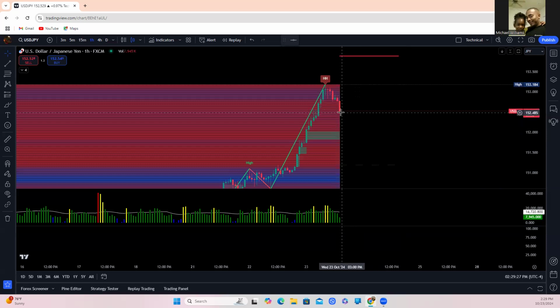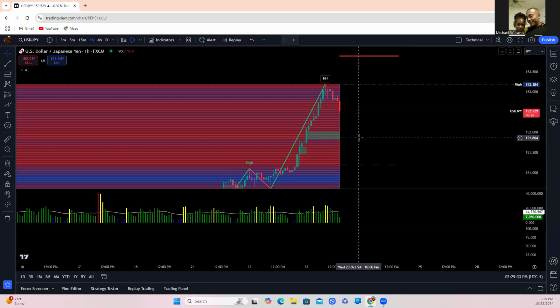But again, it's just about understanding the difference between reversals, pullbacks, and continuations, and high probability setups versus low probability setups.